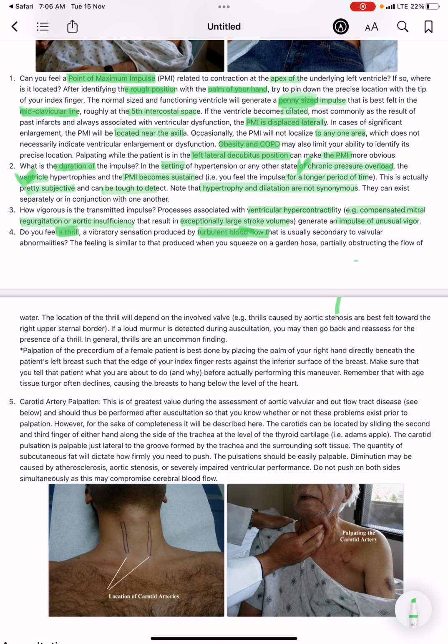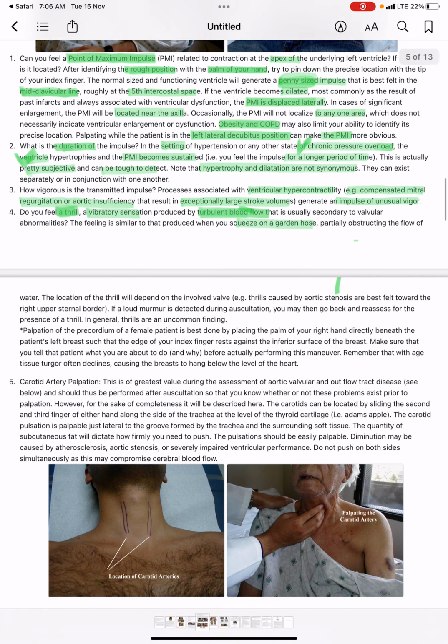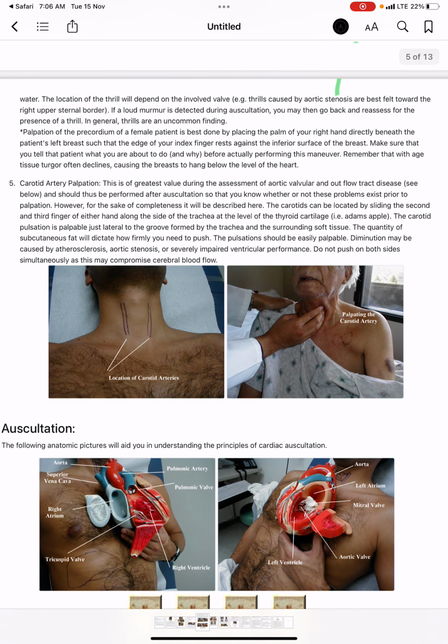It's nothing but a vibratory sensation produced by turbulent blood flow that is usually secondary to valvular abnormality. The feeling is similar to that produced when you squeeze a garden hose, obstructing the flow of water. The location of the thrill will depend on the involved valve. That is, thrills caused by aortic stenosis are best felt toward the right upper sternal border.